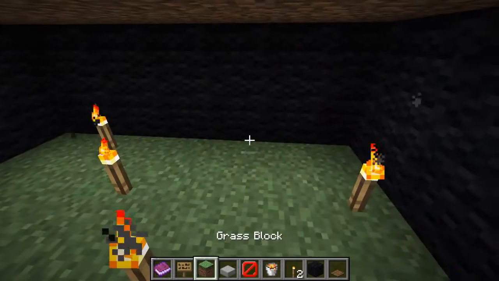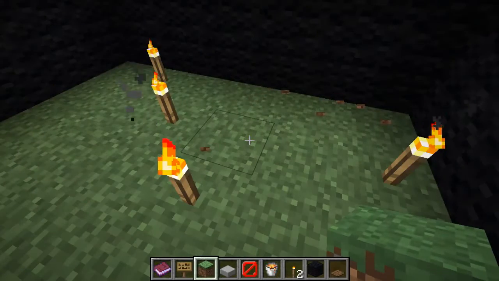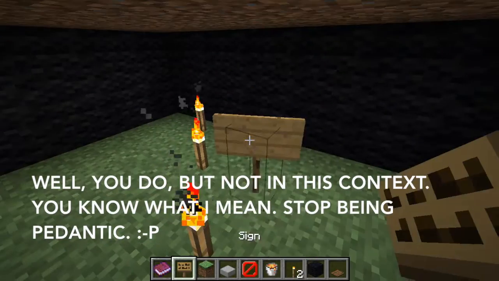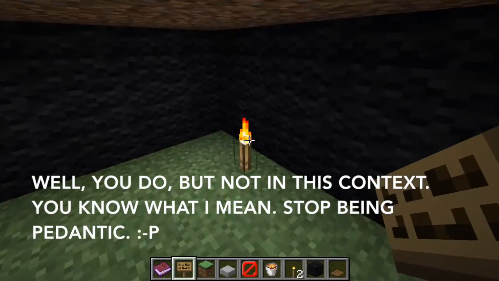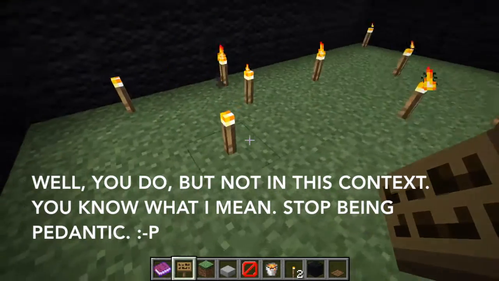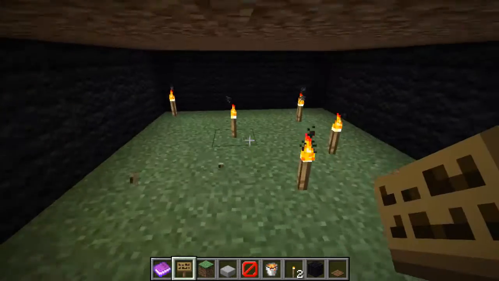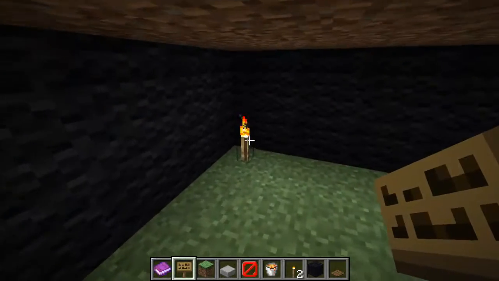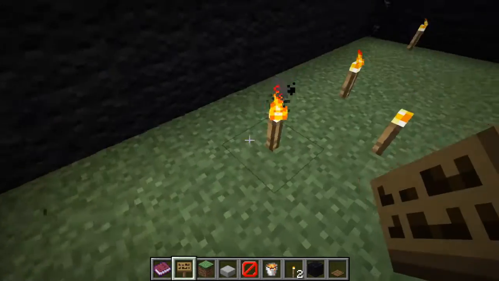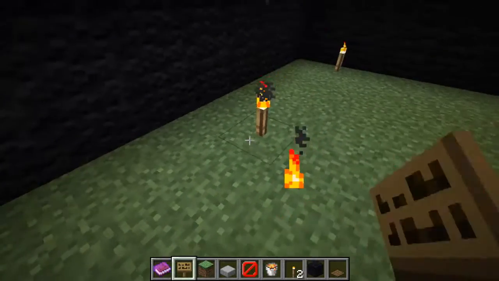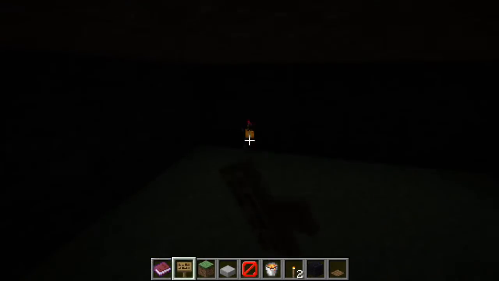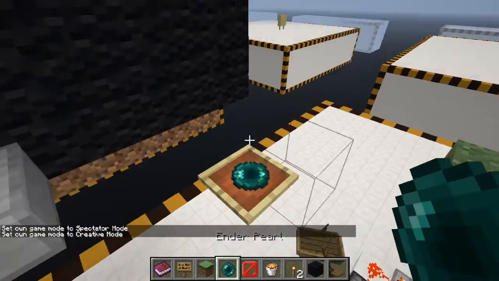But you don't say to grass up. You don't say to sign up. You only say to torch up. For some reason, the word torch has become a verb. And I'm not entirely sure why. But that's an interesting little thought to chew on. I don't have much more to say than that, but I guess it's such a common function that it has just become a verb. Next up, the ender pearl.